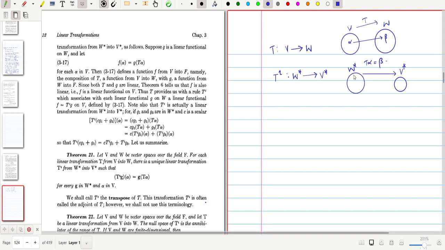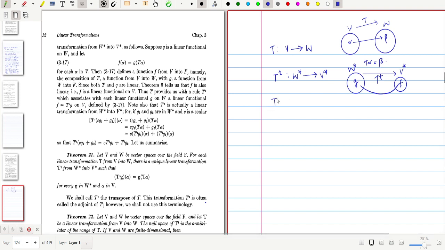So how to define that? Corresponding to each G belonging to W star, this map is denoted by T transpose. T transpose sends G to F. So we need to define T transpose as a map from W star to V star defined by T transpose of G is equal to G composition T. Clearly, this is an element of V star.